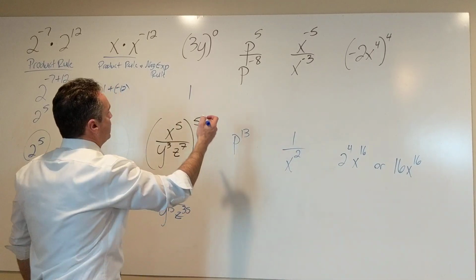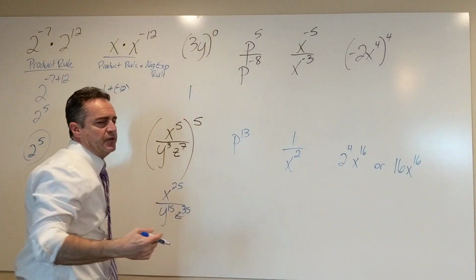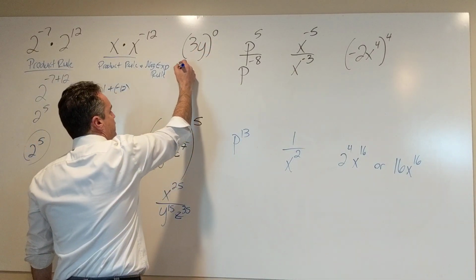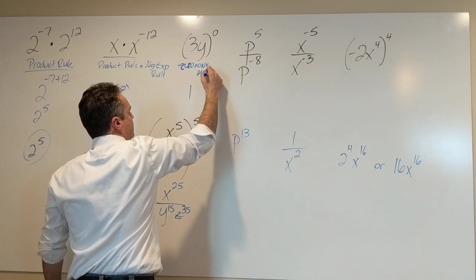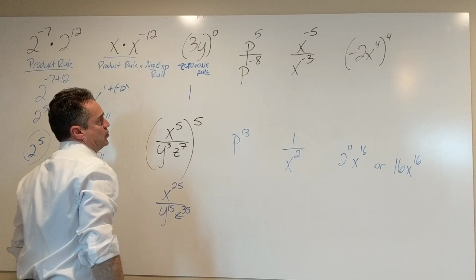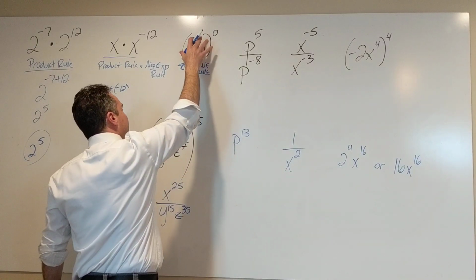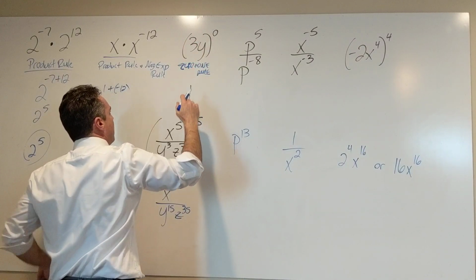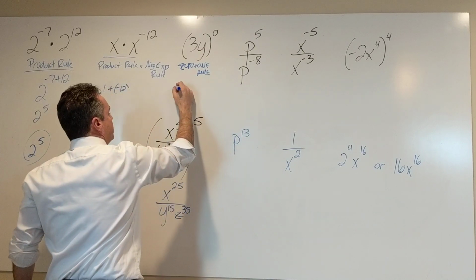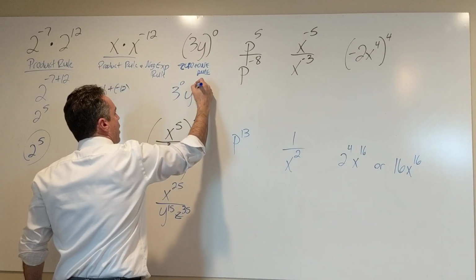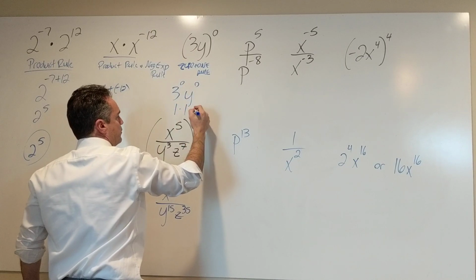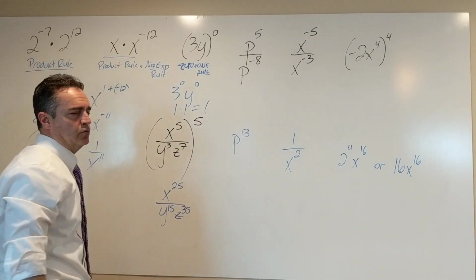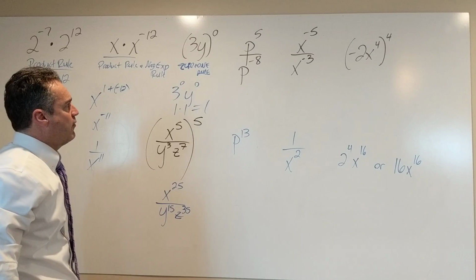Real fast, this is the last one I'm going to do for you guys for now, and then Brother Jameson's going to jump in. Anything to the 0 power, this is the 0 and 1 rule. If you remember, anything to the 0 power is 1. And ultimately, everything in the parentheses receives the power. So this becomes 3 to the 0, y to the 0. Well, anything to 0 is 1, so I have 1 times 1, and that's going to equal 1. Okay?